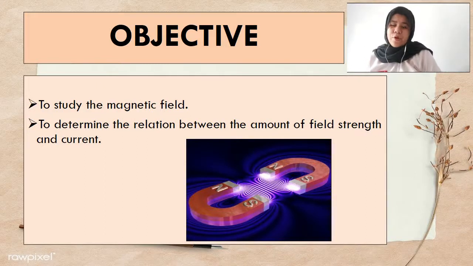As usual, before we start our experiment, we must find our objectives. The objective of this experiment is to study the magnetic field and to determine the relation between the amount of field strength and current.